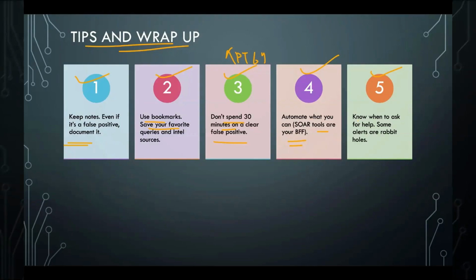Then tip number five, know when to ask for help. Some alerts are rabbit holes. You think you are 5 minutes away from closing it, and suddenly it is 2 hours later and you are questioning reality. So if you are stuck, ask your teammate, your senior analyst, and literally anyone who has been in triage hell longer than you. Getting help is not a weakness, it's called not wasting your entire shift on one cursed alert. Triage will always be chaotic, but with notes, bookmarks, and automation, you can survive it without burning out.